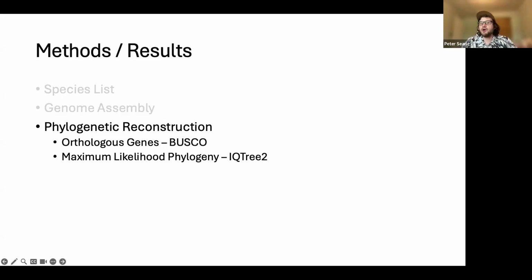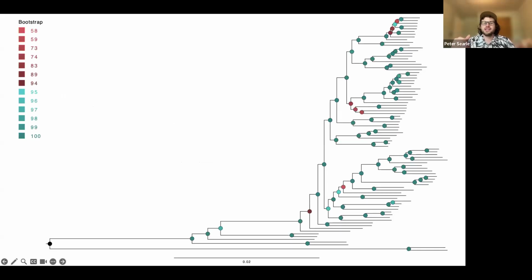And then I used the orthologous genes from Busco to infer a maximum likelihood phylogeny using IQ-TREE 2. And here's the initial phylogeny. I simplified it down because the main thing that I wanted to show was that many of the relationships within this phylogeny appear to be well supported. On the left, you can see the different colors. Red means less support for a relationship, whereas blue indicates stronger support. And you can see that many of these relationships are blue, so they seem to be pretty strongly supported. Although I need to run Bayesian analyses and multiple other analyses to confirm that before I can really say that with certainty.